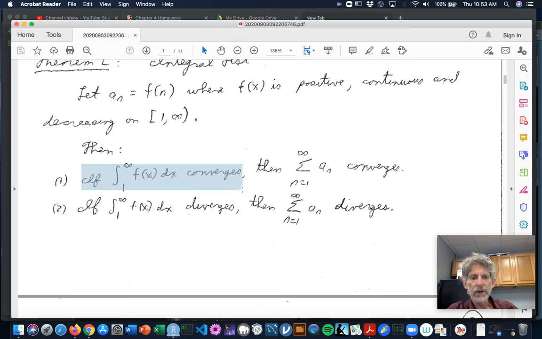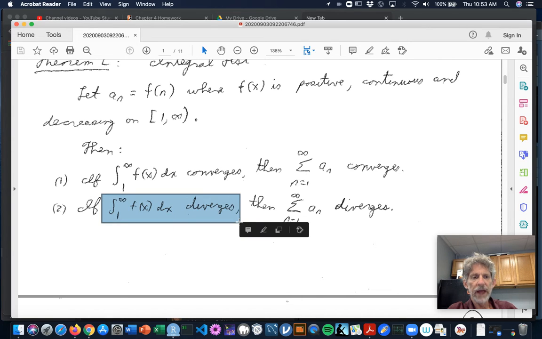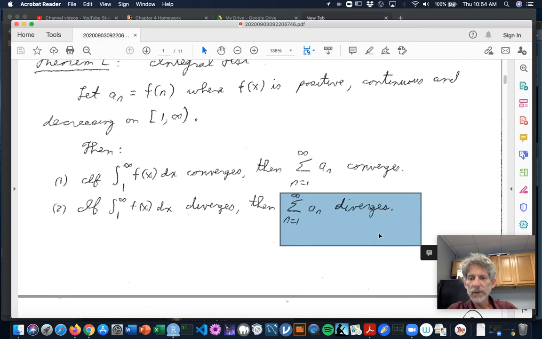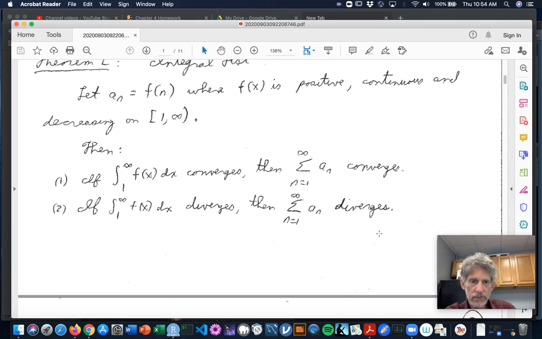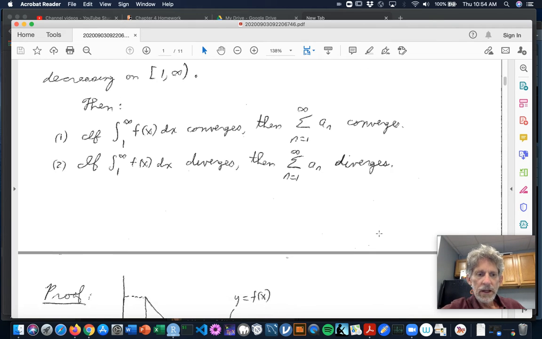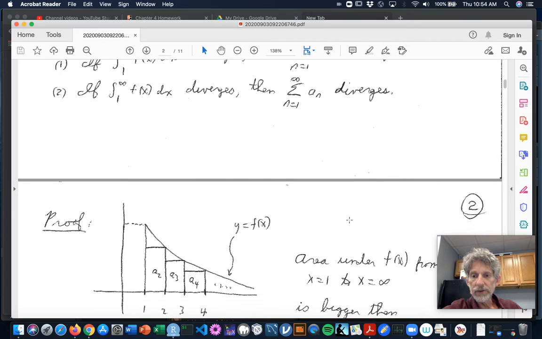If the improper integral, the area under f of x from 1 to infinity, converges, if that area is finite, then the sum of the infinite series is going to be finite. On the other hand, if the area under that curve f of x is infinite, then the sum will be infinite. Okay? I want to show you why that is true.